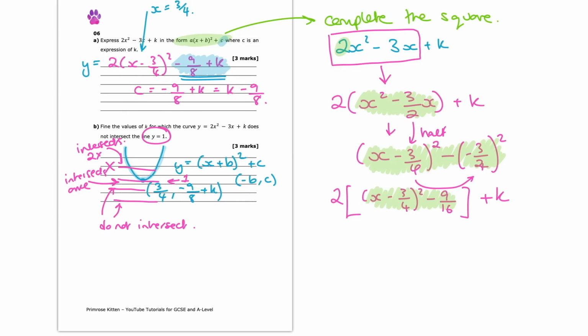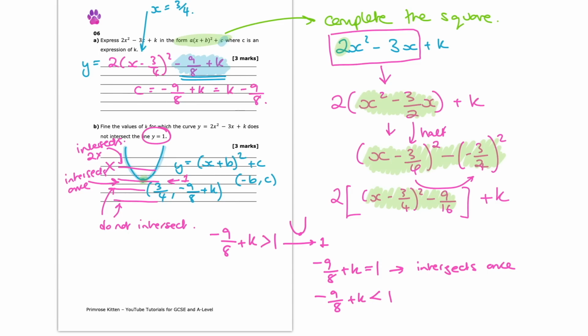So if that minimum point on the graph, this minimum point here, is at a point bigger than 1, so if that minus 9 over 8 plus k was at a bigger coordinate than that line of 1, then that means that it will not intersect. If that minus 9 over 8 plus k was equal to 1, then we would say it intersects just the once. Whereas if it was less than, and the curve actually fell lower than the 1, then it would intersect it twice, okay? Do you see why that relates?